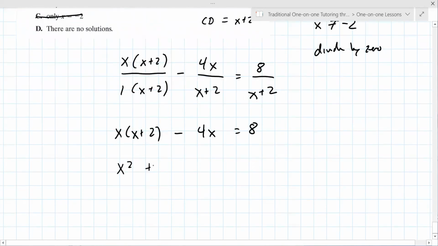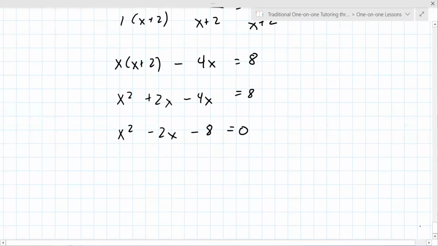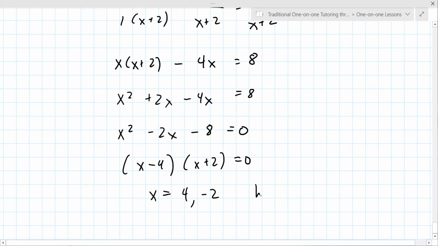X squared plus 2x minus 4x equals 8. X squared minus 2x, bring the 8 over. You always factor first, x minus 4, x plus 2 equals 0. You can do all this, I'm just rushing through it. So you get 2 answers and you're really happy.